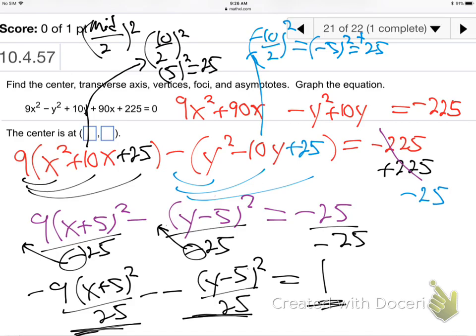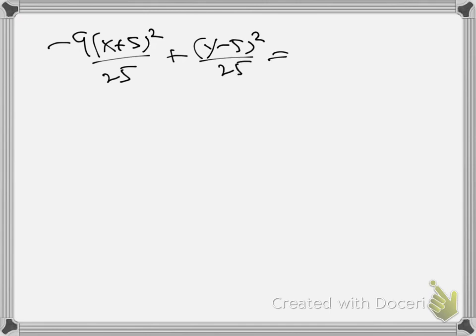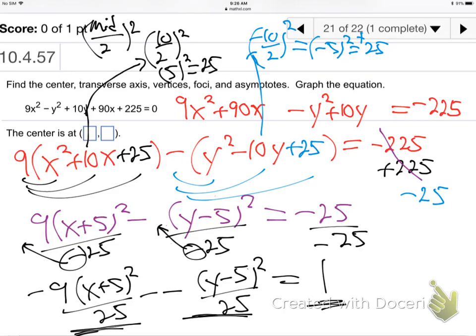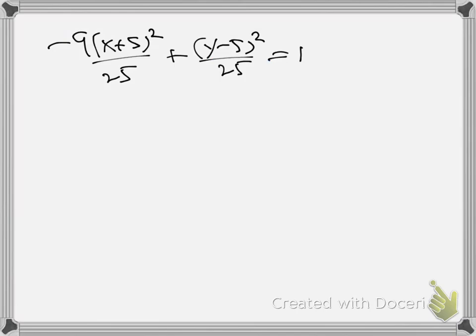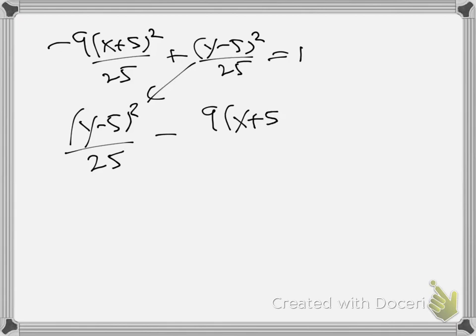So in the next step then, if that's okay, I'm going to write minus 9x plus 5 squared over 25 plus y minus 5 squared over 25 is 1, right? Okay, so I got that, right, to there. And then switch the order. Put the y minus 5 squared first, minus the other one. Good to there? They switch orders because you always put the positive one first.